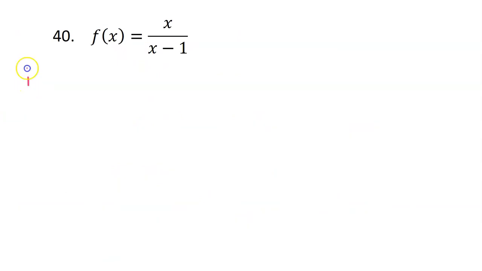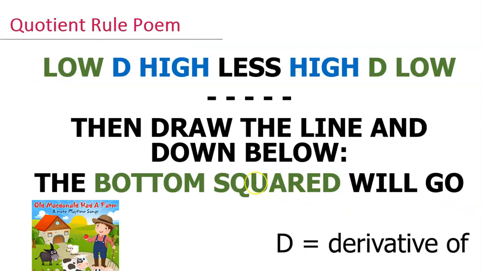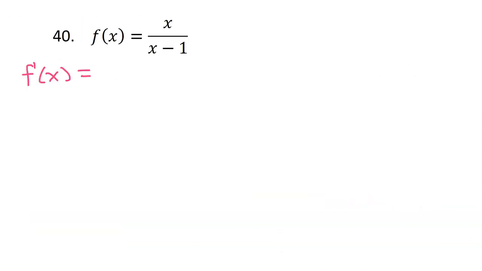Let's do one more. F prime of x equals. Aha! It's not very often that we get to do the quotient rule, y'all. Let's get it. Do you remember the quotient rule poem? Remember that when I say d, it means derivative. Low d high, less high d low. Draw the line and down below, the bottom squared will go. Know your quotient rule, y'all.